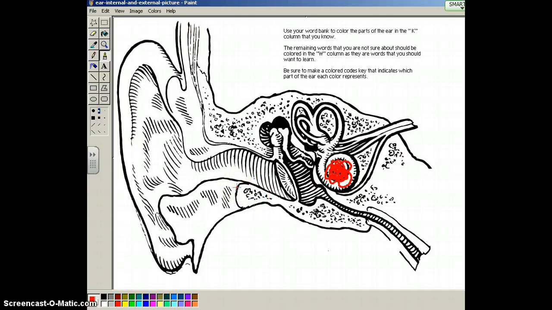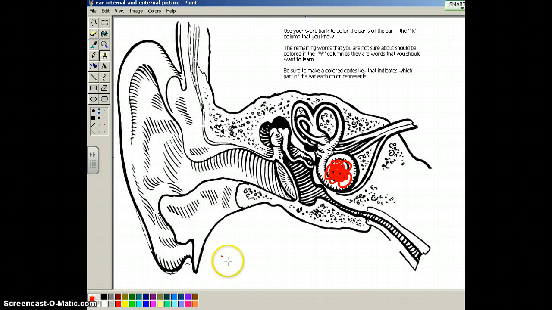The L part of the ear they need to leave blank, should not have any color in it. Tomorrow they'll have a little listening activity where I will say color the eardrum brown, color the hammer orange. I will give them the specific colors for each part of the ear that I want them to color, and they are to color it. So they need to be sure to study the parts of the ear.